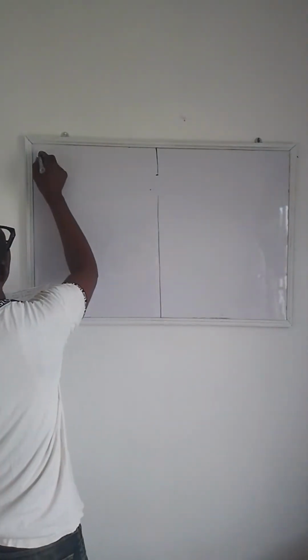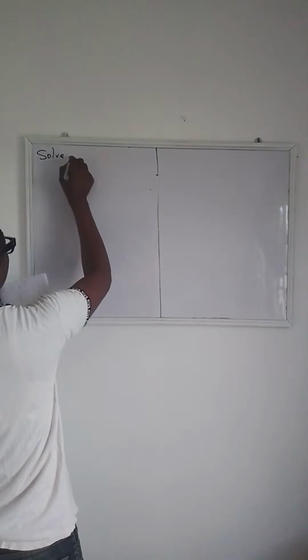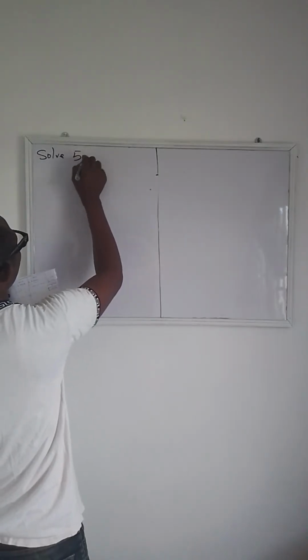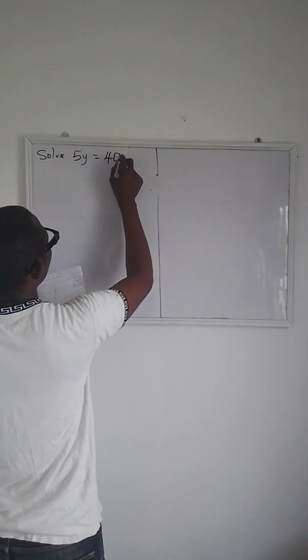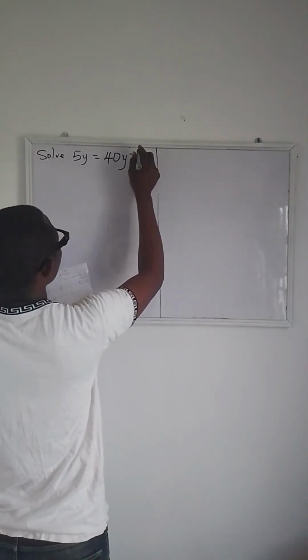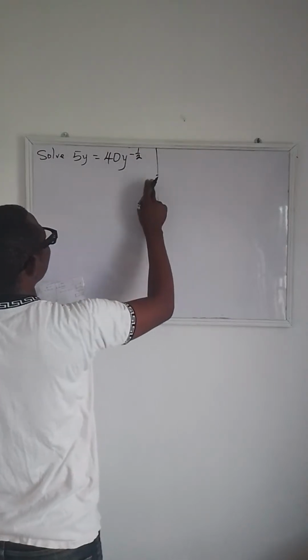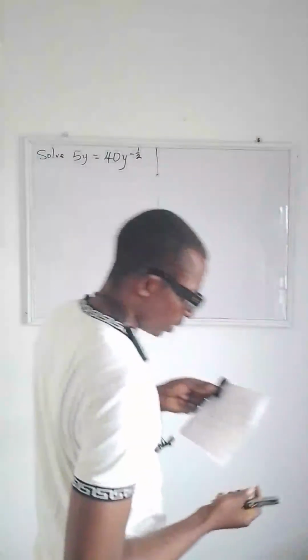Okay, so we have: solve 5y equals 40y raised to the power of minus 1 over 2. All right, so this is the question. So how do we solve this problem?